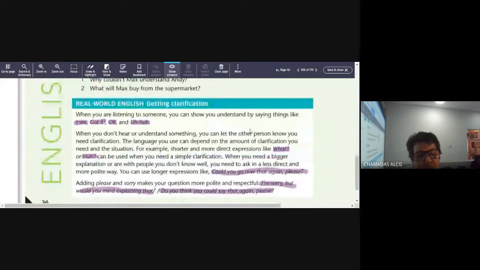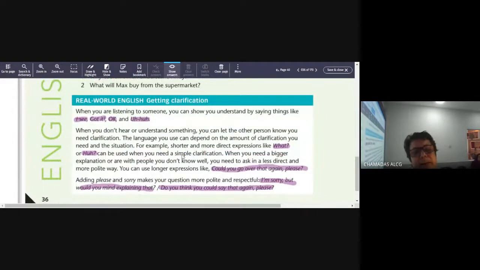Now, people, we have a little tip on getting clarification, like we said before. When you are listening to someone, you can show you understand by saying things like, I see, or got it, or okay, and simply, we do that in Portuguese, right? The same. When you don't hear or understand something, you can let the other person know you need clarification. The language you use can depend on the amount of clarification you need and the situation, of course.